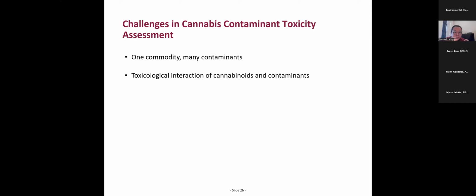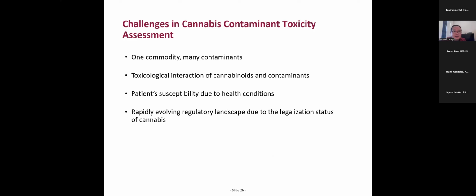When you talk about Cannabis sativa and drug-type cannabis in general, you have the cannabinoids, and you also have the other contaminants. There might be toxicological interactions. So how do we address that complexity? You have patient susceptibility to the health condition. Some patients might be more susceptible to a certain group of contaminants than others. Also, keep in mind that this is an area that is rapidly evolving. Right now it's at the state level. I don't know how the federal regulation is going to change. Overall, it's a rapidly evolving regulatory landscape.